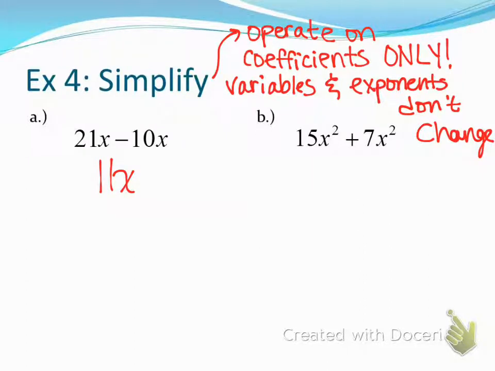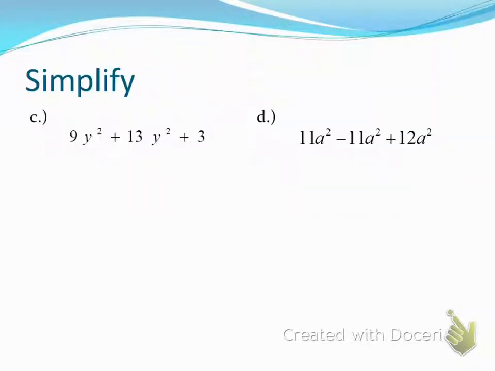All right. Jaquan, what do you think on B? Wonderful. We add the 15 and the 7, the coefficients. We leave the variable and its exponent alone. All right, we got a lot of these examples, so let's see what's next.